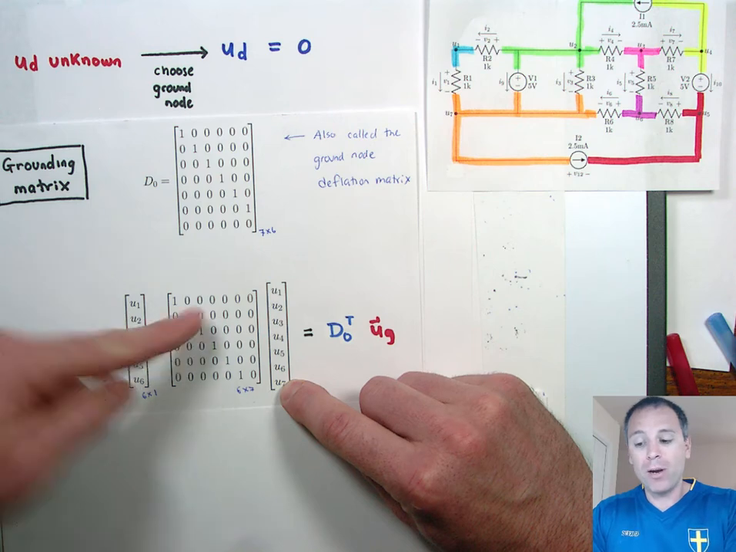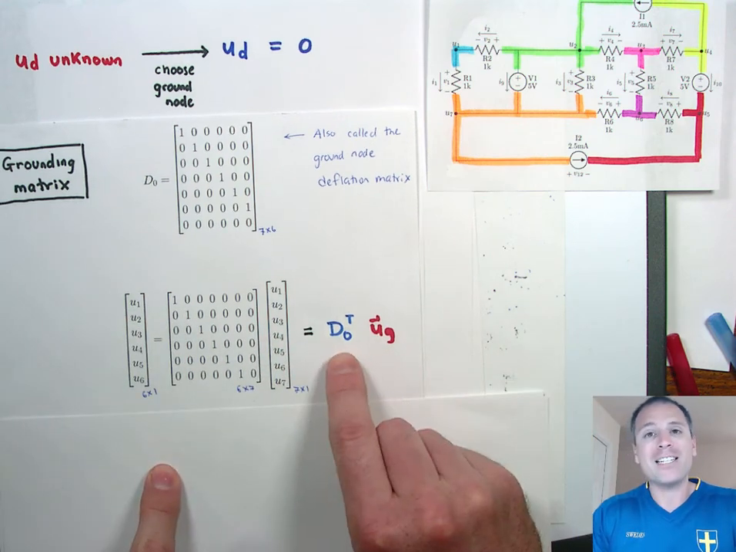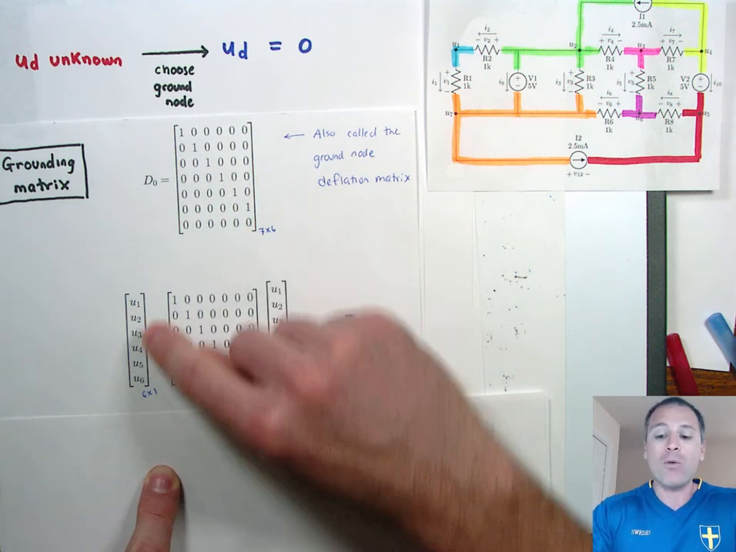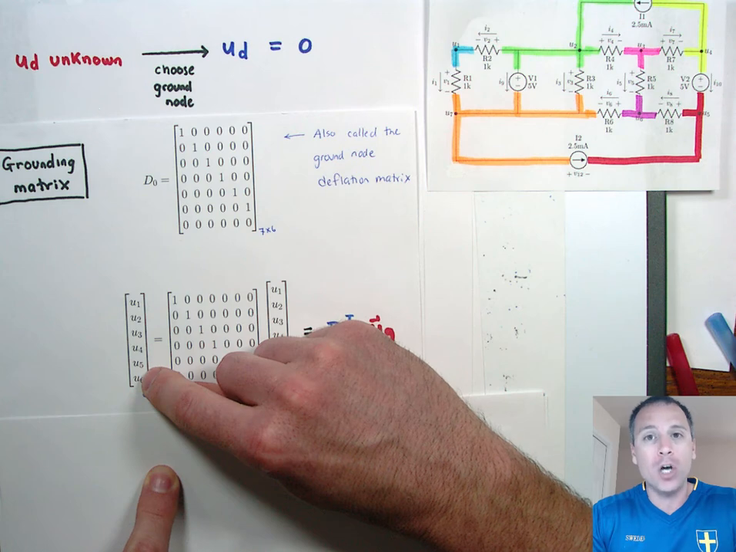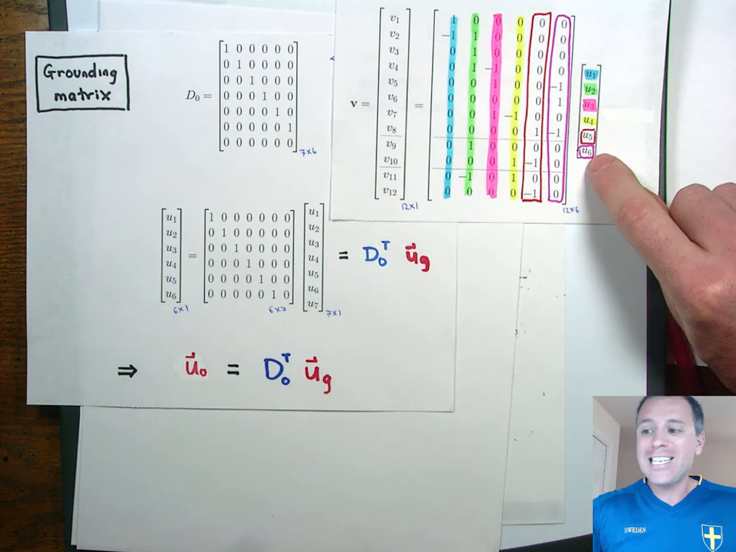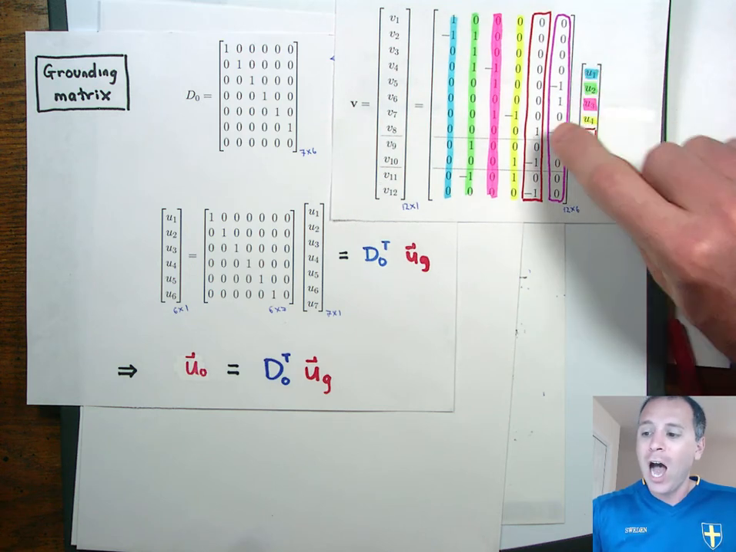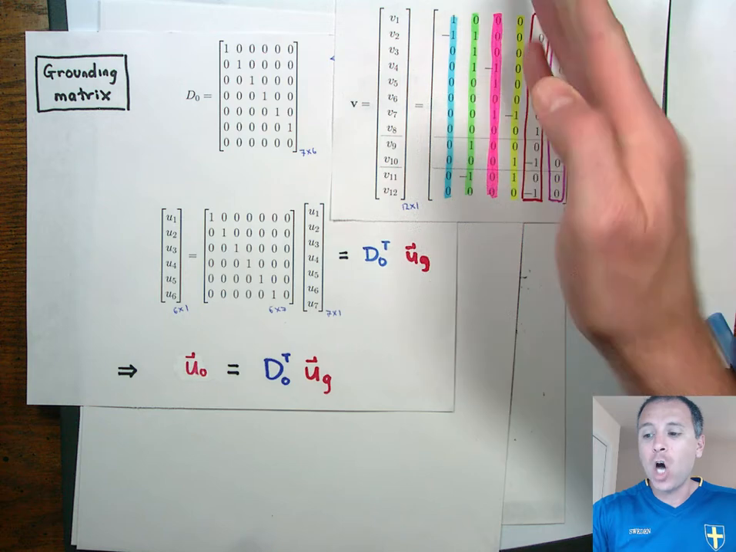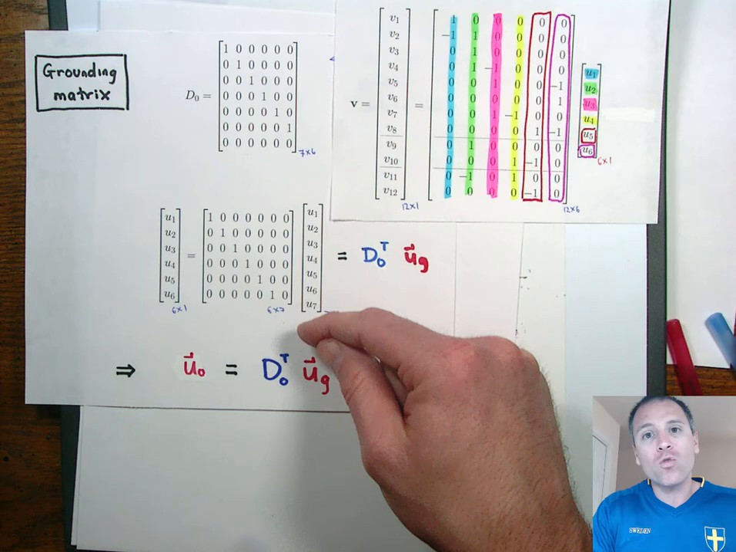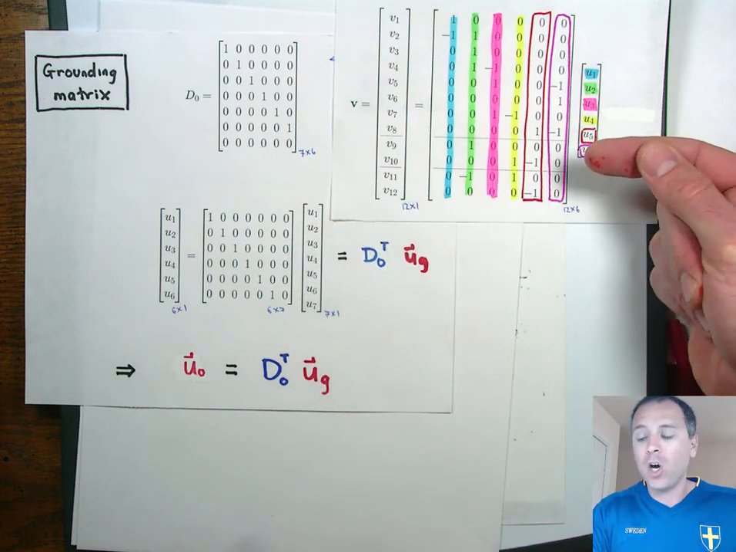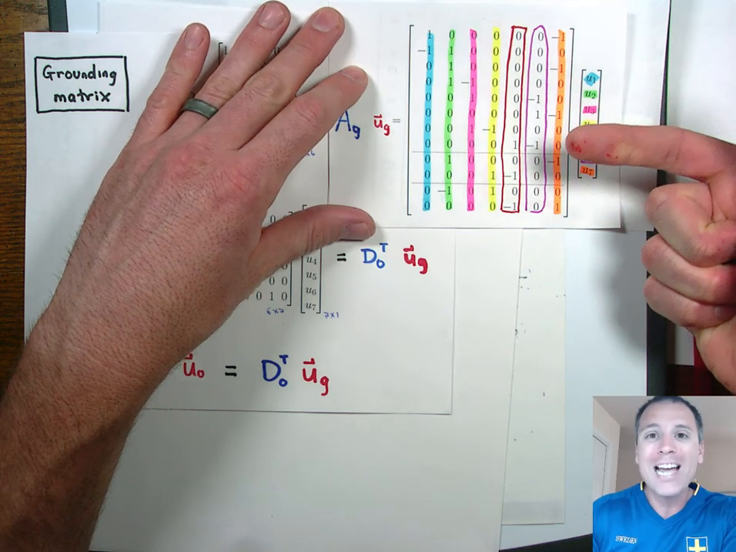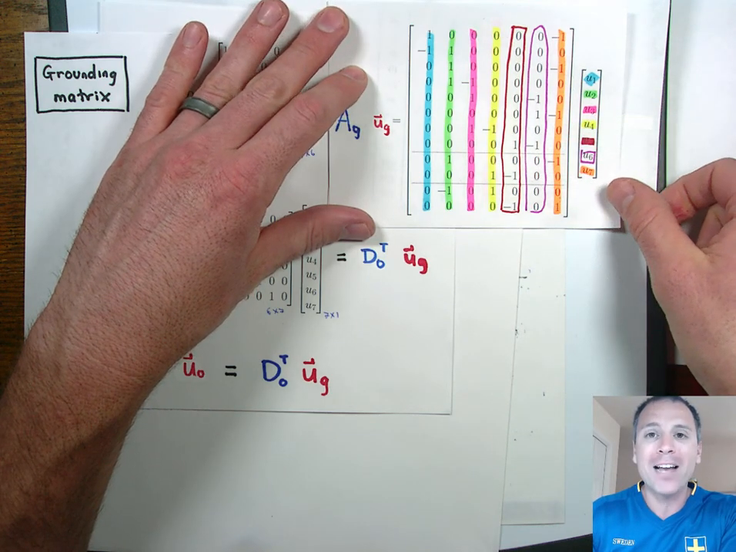Remember, left multiplication manipulates rows of a matrix. So that means that I'm going to take the transpose of that matrix and multiply it by U sub G, and that would give me my reduced grounded node potential vector where the dth entry is deleted. But here's a claim. Not only did I want to delete the dth entry of my node potential vector, I also wanted to delete the dth column of my incidence matrix. Remember, left multiplication by matrices manipulates the rows, right multiplication manipulates the columns. In other words, to get rid of that dth column, I'm going to multiply on the right by that grounding matrix, by that deflation matrix.